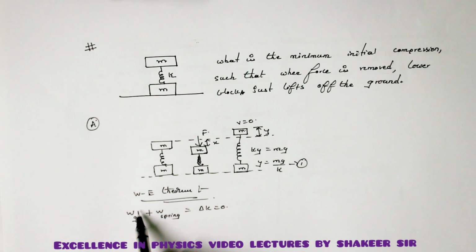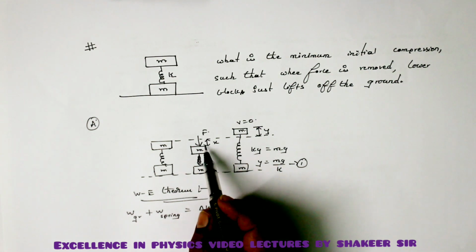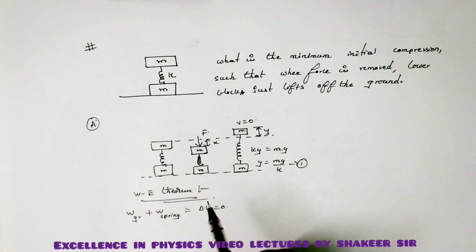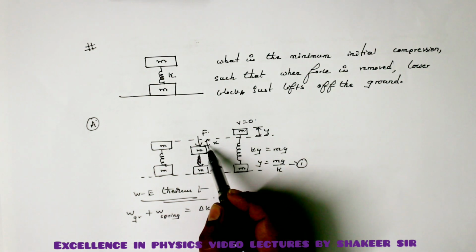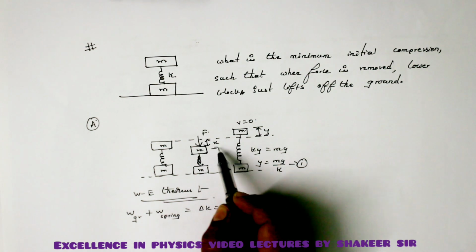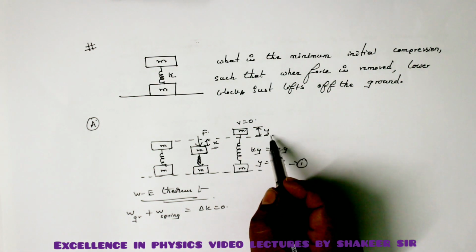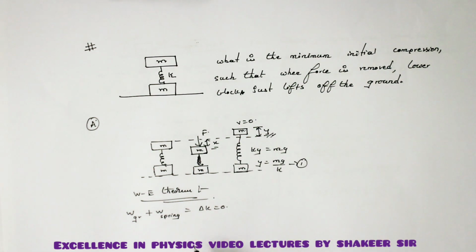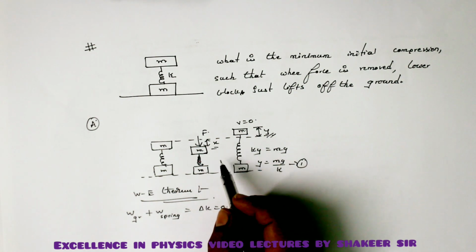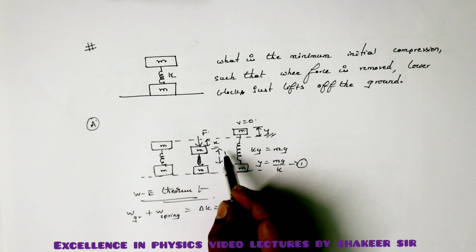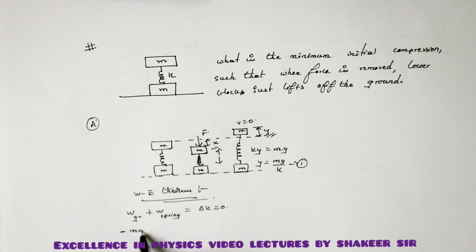So how much work has the gravitational force done? First of all, on which body has gravitational force done work? Gravitational force has done work only on the upper body, because this is the only body which is moving upwards. Now what is the total distance traveled by this mass? Initially, to reach the mean position, it has to cover a distance of x. Then from the mean position, it has to go a distance of y. Also, the work done by gravity in this condition is negative, because gravitational force acts in the downwards direction, but the mass is moving upwards. So it is minus mg into (x plus y).